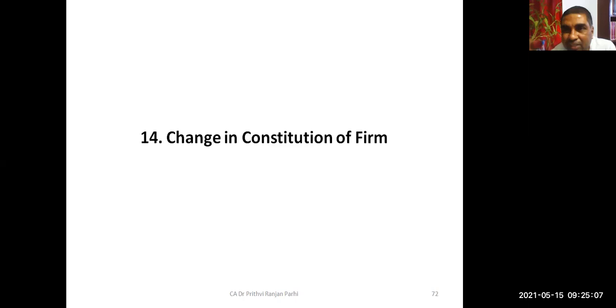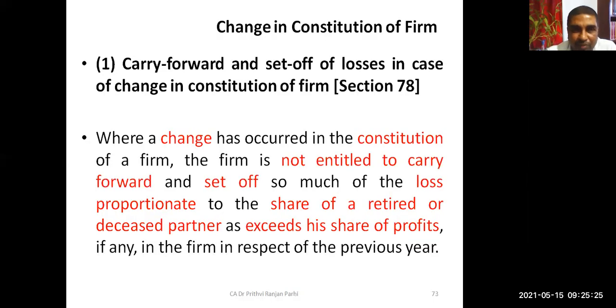Okay, these are the three things we discussed: amalgamation, demerger, and business reorganization. Now a few more concepts are still there. Under the fourteenth concept, we are going to learn what will happen if there is a change in the constitution of a firm.